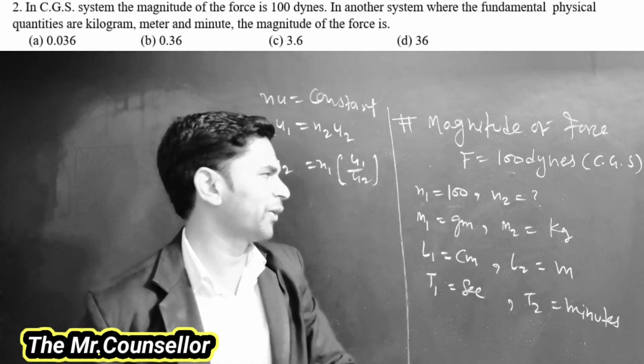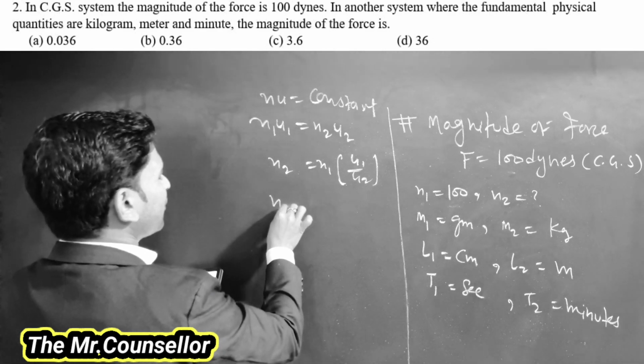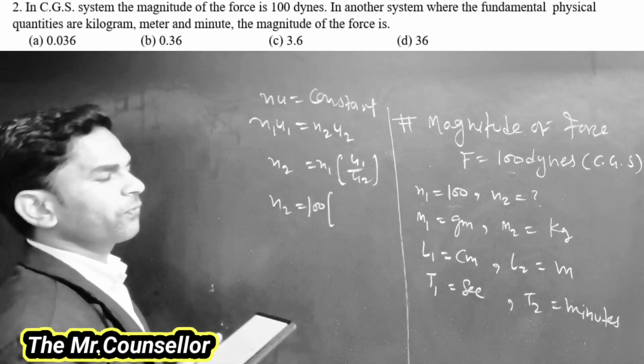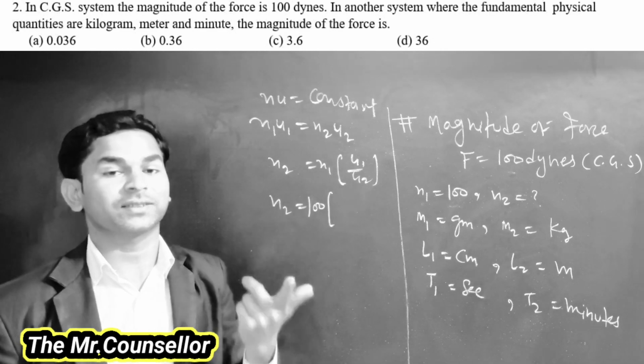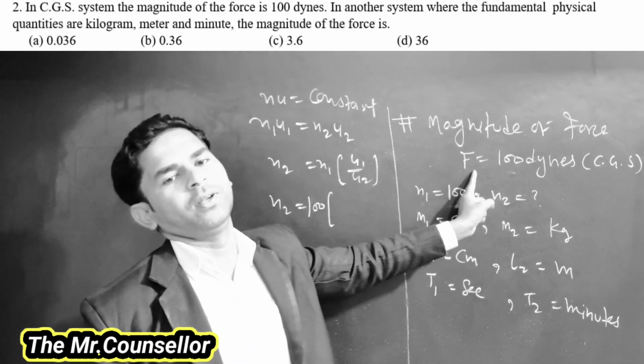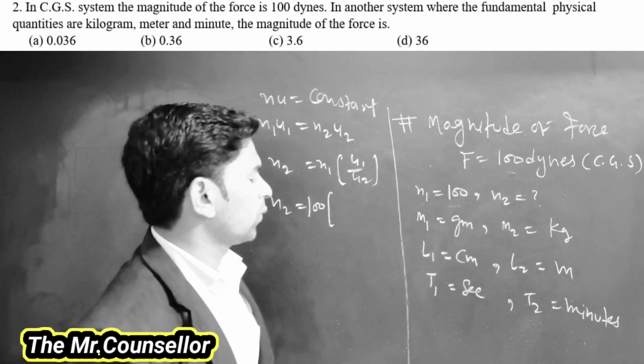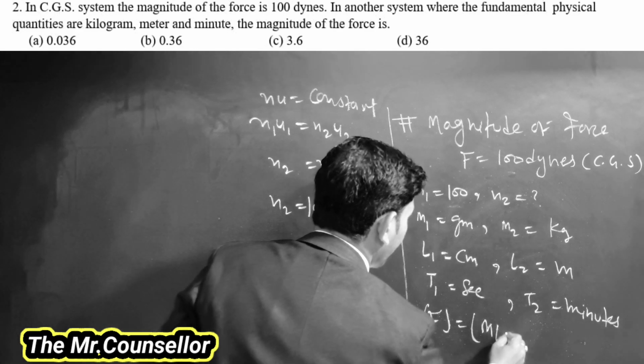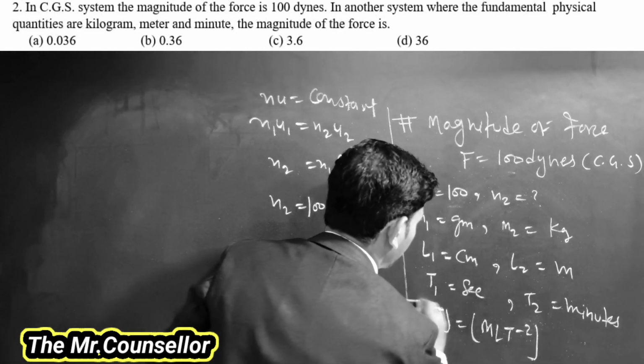Okay. So now N2 is equal to 100, and U1, how can we find that U1 and U2 with this condition? Because force is given. If force is given, you will write the dimensional formula of the force, MLT minus 2.